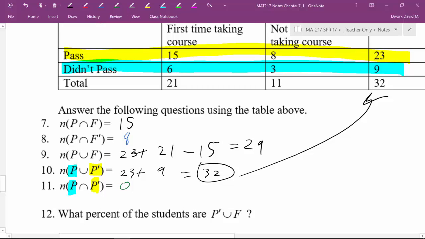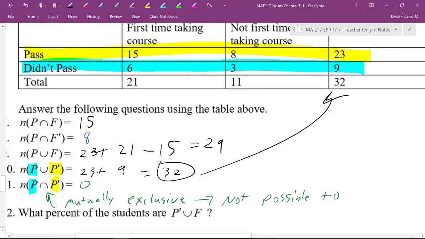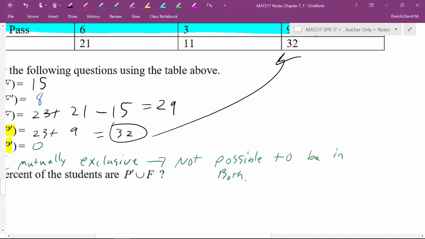That's not possible, right? And this is what we call mutually exclusive. Now, just because the number is 0 does not mean it's mutually exclusive. What means it's mutually exclusive is that these two events are not possible to overlap. It's not possible that you can be in both groups. It's the idea that it's not possible to be in both.